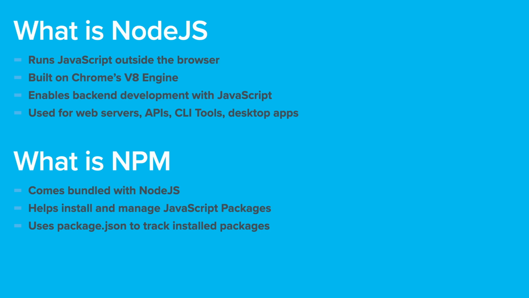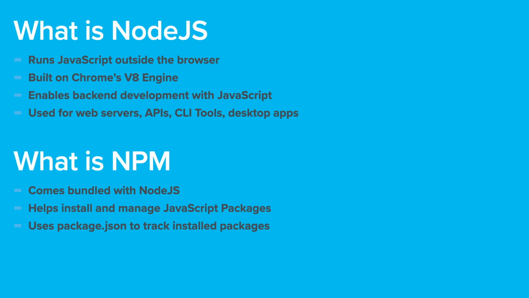A key feature of NPM is the package.json file, which keeps track of all installed packages and their versions, making it easy to share projects with others. And that's it. Node.js lets you run JavaScript outside the browser, and NPM makes managing dependencies and installing useful libraries easy. Now, let's see how we can install Node.js.